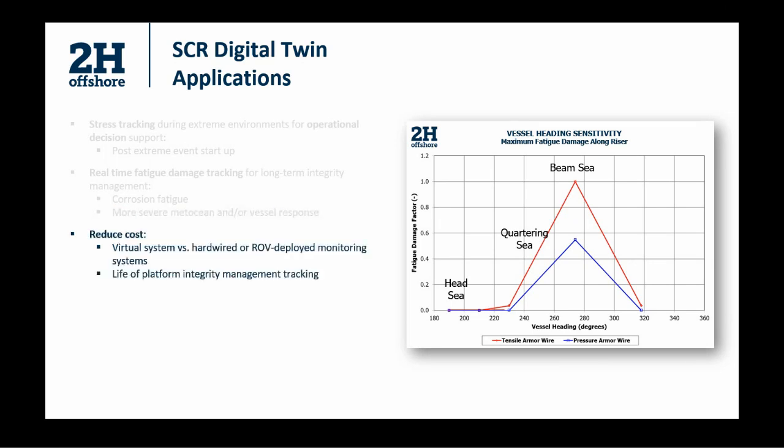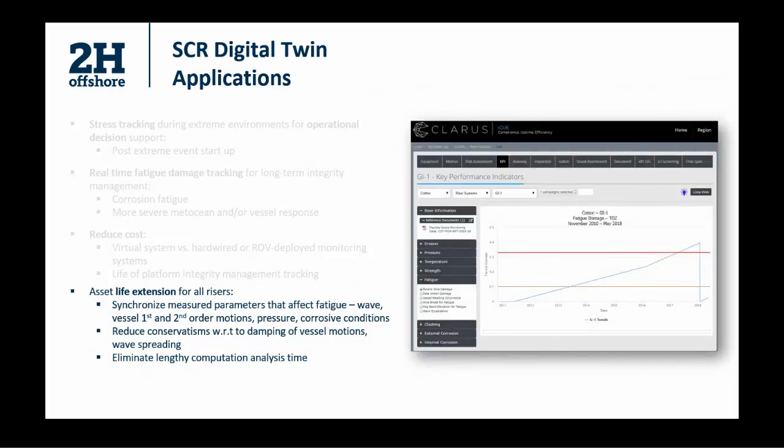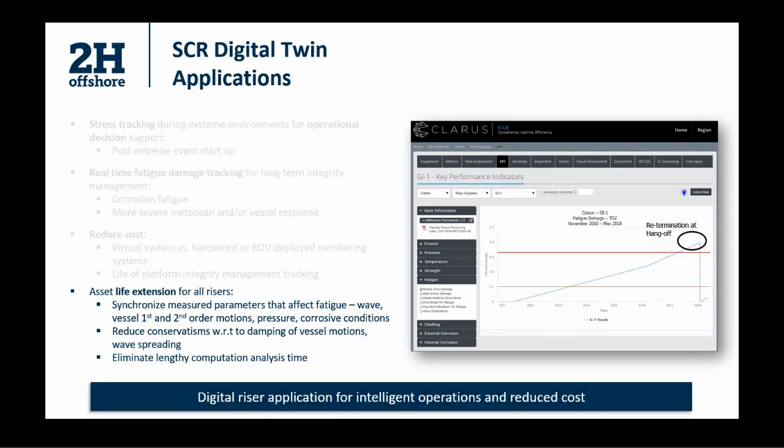The primary advantage of such a virtual system is in the cost for deployment. It uses existing infrastructure for life of platform monitoring. The other advantage is that by this type of monitoring, we can perform life extension assessment for all risers in an asset. A digital twin system must also eliminate lengthy computation analysis time while also reducing conservative assumptions from design.